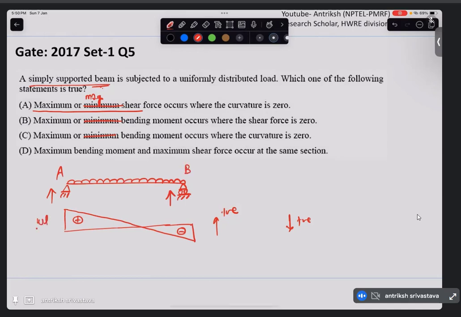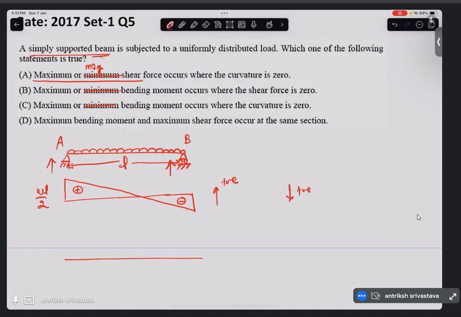The magnitude is WL by 2, where L is the length of the beam. So you can calculate it if you want. Now this is the shear force diagram. What about the bending moment diagram? So the bending moment diagram is going to look like this. It's going to be symmetric. I apologize if I'm not able to make a symmetric curve here. And it's going to be positive, and it's WL square by 8.